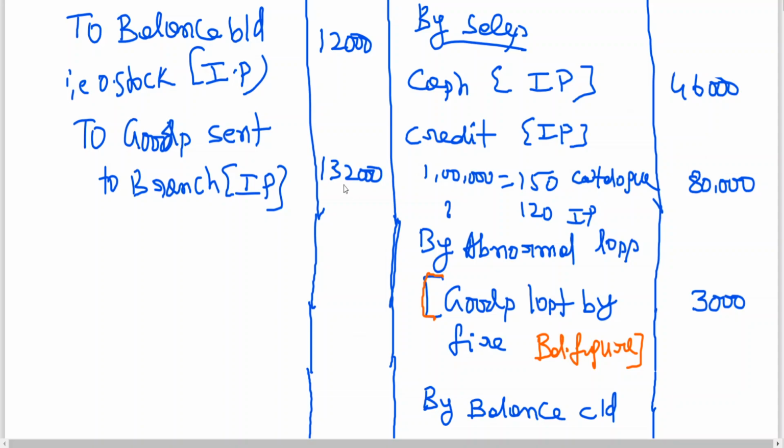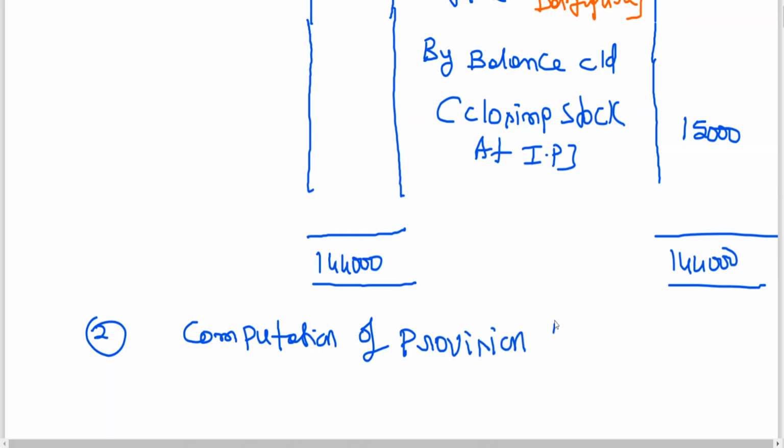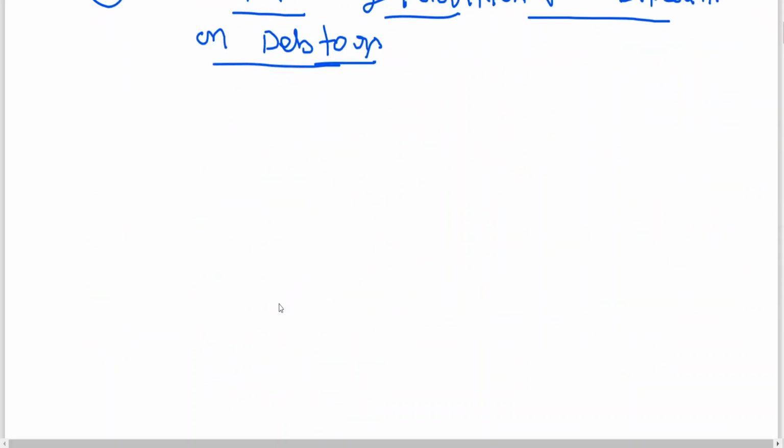Okay. Now I'm leaving some space for calculation of working notes number 2, or before we go to the problem we can complete it also. Computation of provision for discount. Now point number 1. This is a very important point.